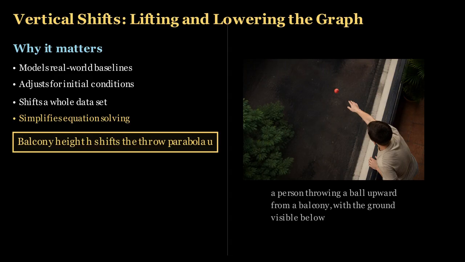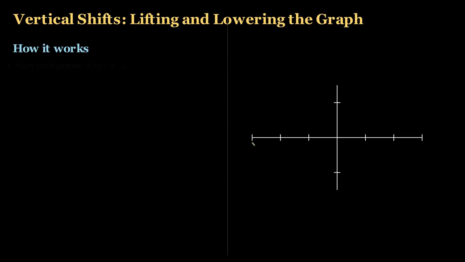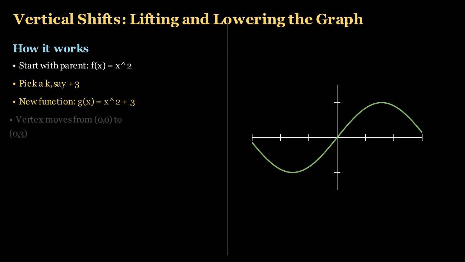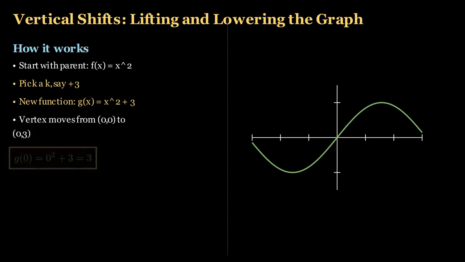What does this mean? For any input x, we first square it, just like before, and then we add 3 to the result. So the old point at x equals 0 gave f of 0 equals 0. Now g of 0 equals 0 squared plus 3, which is 3. The old point at x equals 1 gave f of 1 equals 1. Now g of 1 equals 1 plus 3, which is 4. Every output is exactly 3 more than before. On the graph, every point moves straight up by 3 units. The vertex, which was at 0, 0, moves to 0, 3.